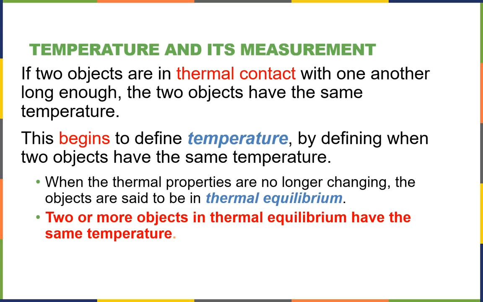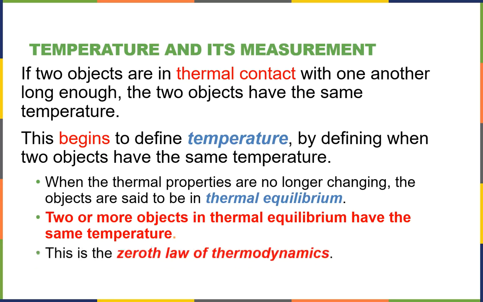And then they said we should have put this in. And so it's more fundamental than the rest because it's defining something about temperature, so they call this the 0th law of thermodynamics. So in thermodynamics, you don't start counting at 1, it's like computers, you start counting at 0. And the 0th law of thermodynamics says if two or more objects are in thermal equilibrium, they have the same temperature.